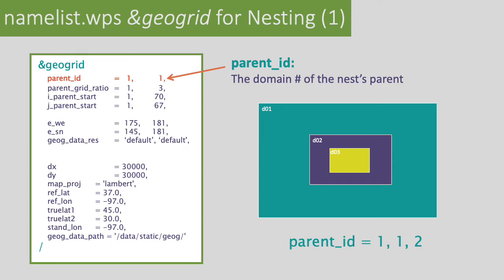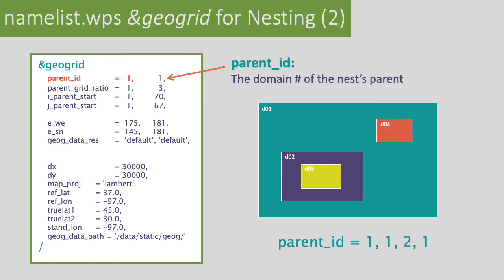Domain 2's parent is domain 1, so we set the column 2 value to 1, and domain 3's parent is domain 2, so we set the column 3 value to 2. And just in case you're interested in using a more complicated setup like this, I want to quickly show you how this would be set.